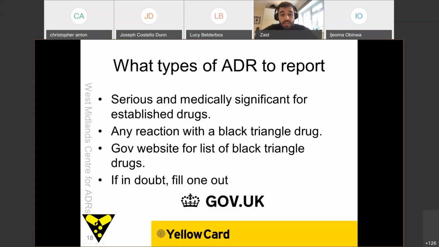And if you're wanting to see the current list of black triangle drugs, there are lots of sources around, but the government website surprisingly provides a really comprehensive, up-to-date list every month. It updates with the current black triangle drugs, the ones that have recently finished and are now not under additional monitoring, and ones that have recently come under additional monitoring. So it's quite a useful website to look through.